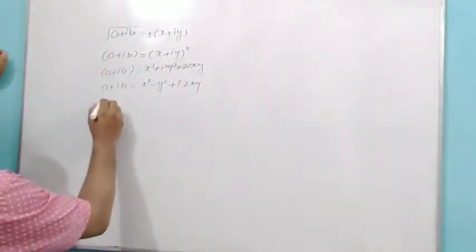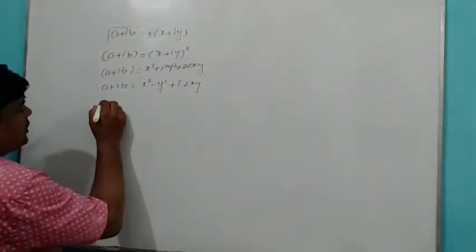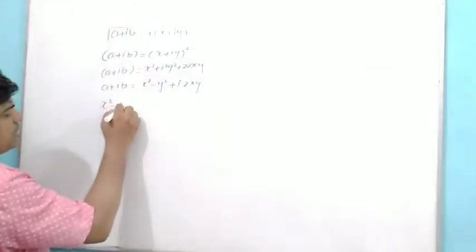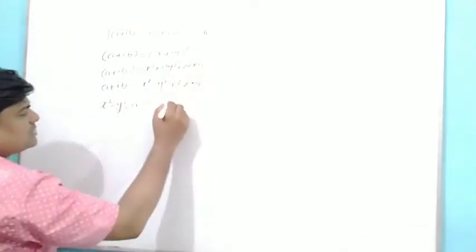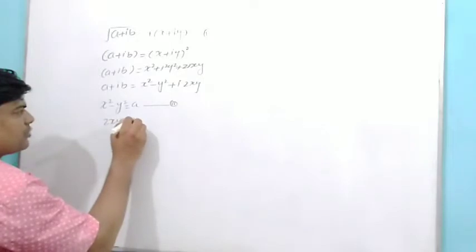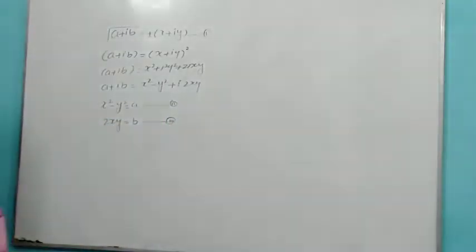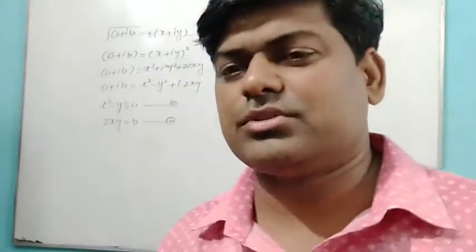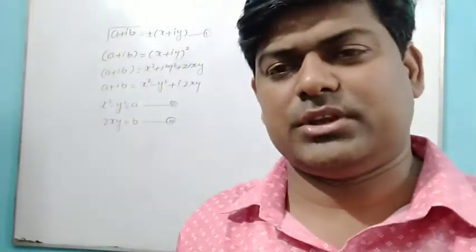If I'm comparing both sides, the real and imaginary parts of both complex numbers, I will now have x square minus y square is equal to a. This is equation number 1. This can be taken as equation number 2, and 2xy is equal to b. Now, after getting these two equations in terms of x and y, we will try to solve them to find the value of x and the value of y.